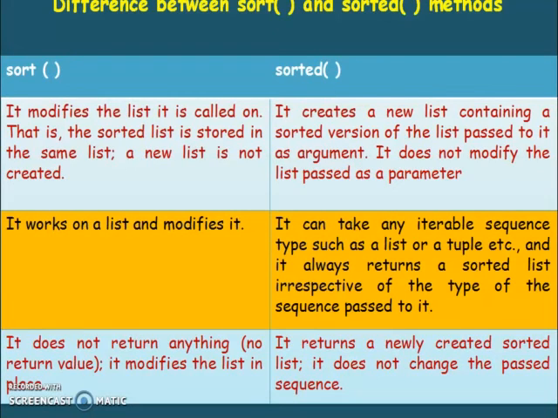Okay, and the sort method does not return anything. It modifies the list in place. Remember, the sort method modifies the list in place. Then sorted returns a newly created sorted list. It does not change the passed sequence. So the sort method does not create a new list, but the sorted method creates a new list. The sort method modifies the list in place, but the sorted method does not change the passed sequence. Okay, children.